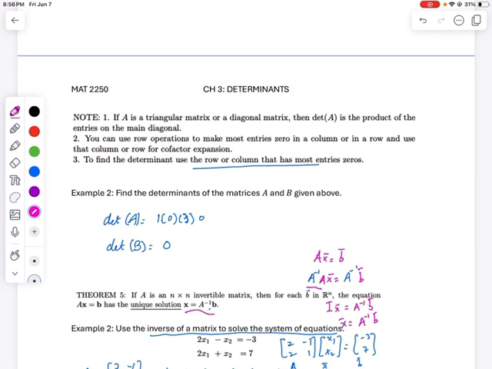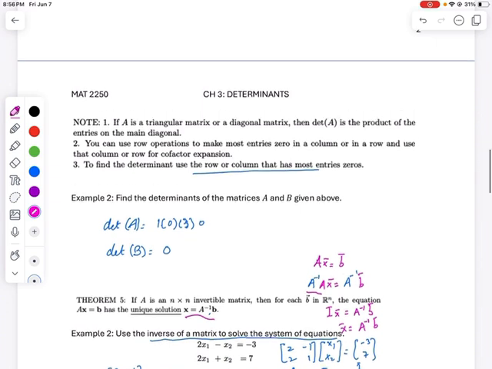Okay, you can use row operations to make most entries 0 in a column or in a row, and use that column or row for cofactor expansion. So always remember, as I mentioned earlier, to find the determinant, use the row or column that has the most entries 0, because that reduces a lot of work.